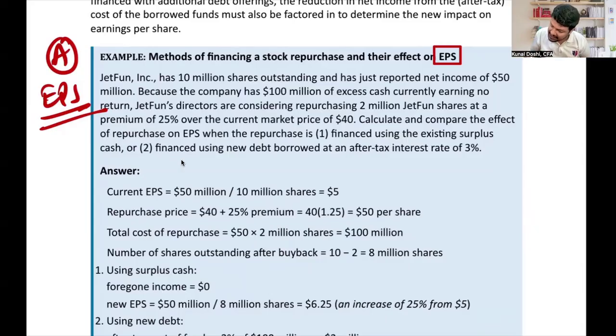So see, this company has 10 million shares outstanding and just reported a net income of 50. Okay, so the company had total earnings of 500 million. Because the company has 100 million of excess cash and is currently earning no return, same as Apple, which at one point of time had $245 billion cash.